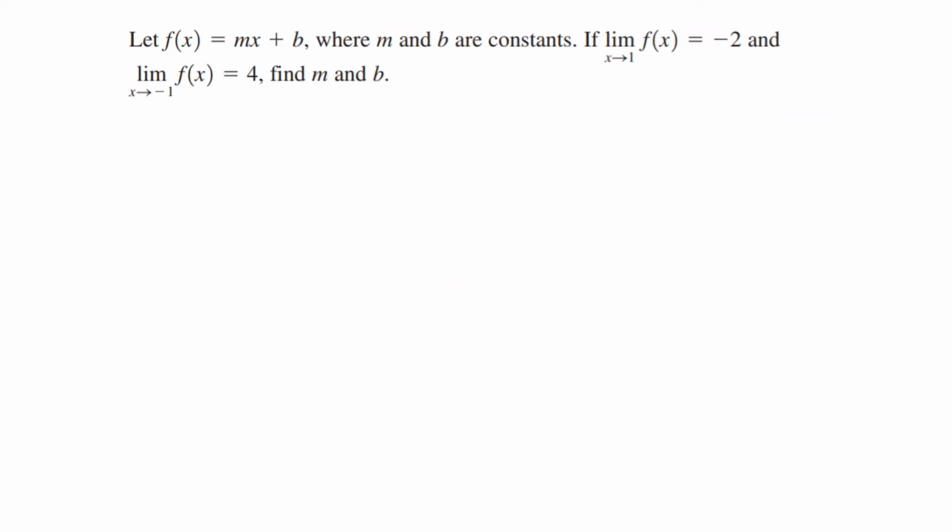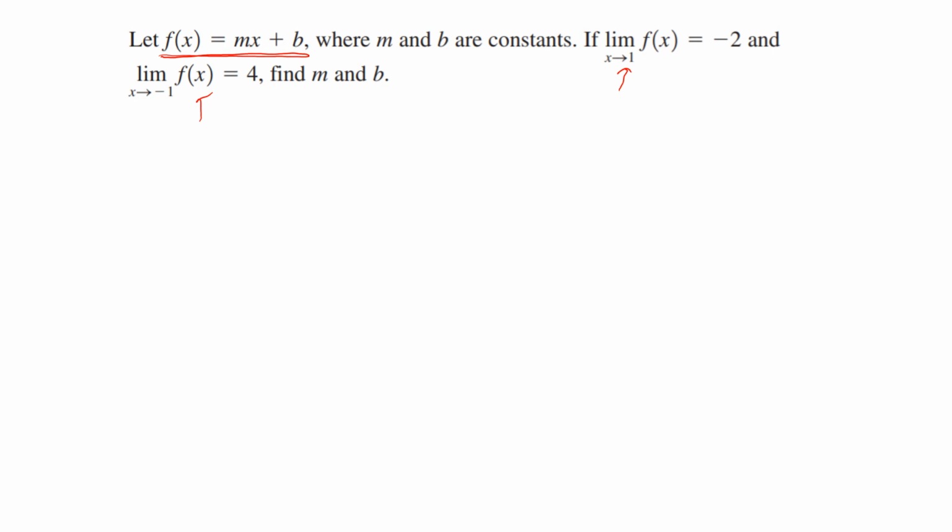Now that we're passing on to more integrated problems: let f(x) equal mx plus b, where m and b are constants. If the limit as x approaches 1 of f(x) equals -2, and the limit as x approaches -1 of f(x) equals 4, find m and b. So I can see my function is the same for both. What differs is that in this one, it plugs in 1 and gets a y value of -2. And for this one, it plugs in -1 and gets the y value of 4.